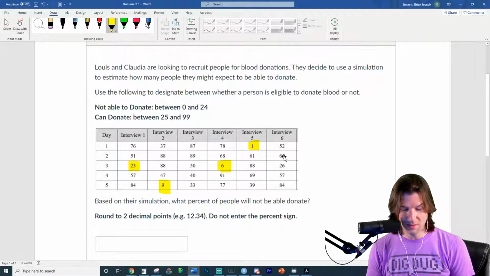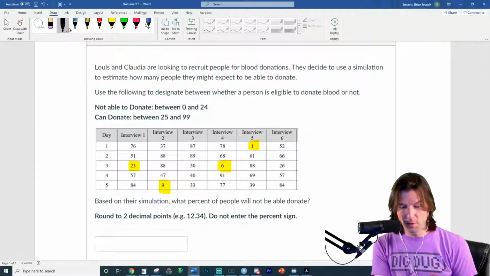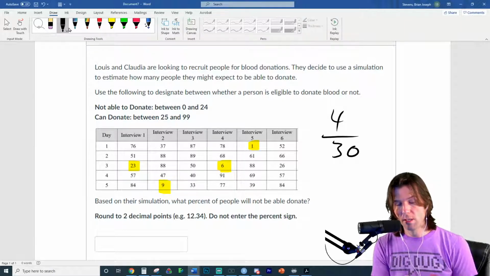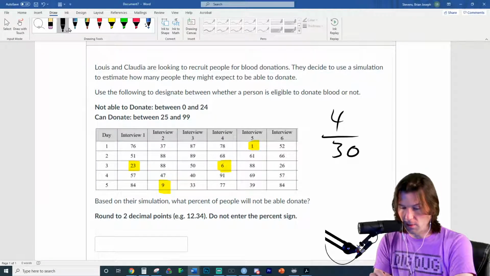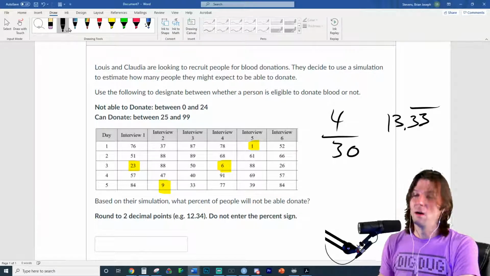I am blind, so it doesn't help. So I only see 4. And so there's how many trials right here? There's 4 out of 30, I believe. How is there 4 out of 30? And 4 out of 30 would be... my brain is just slowing down today. 13.333%, I believe. So I believe it's 13.333.